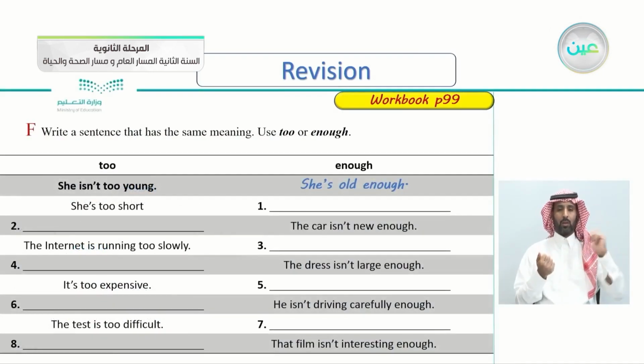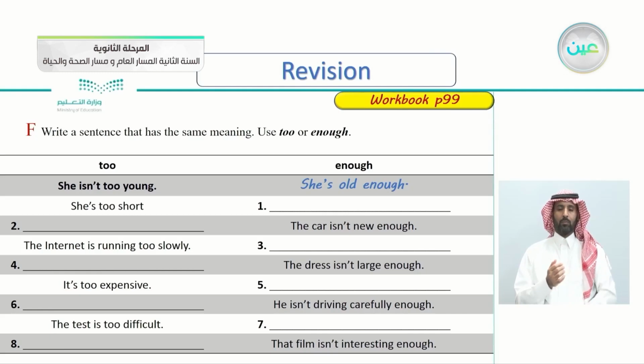Exercise F here. Write the sentence that has the same meaning. Use too or enough. The first one, she isn't too young. So we say she's old enough. So it has the same meaning. She isn't too young. She's old enough.